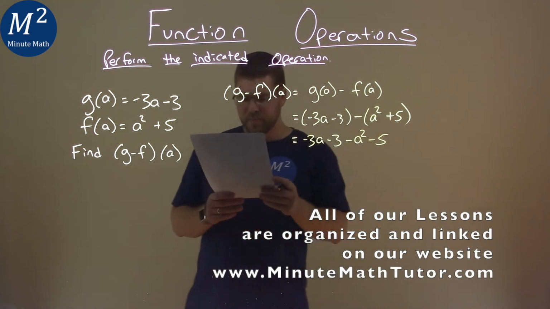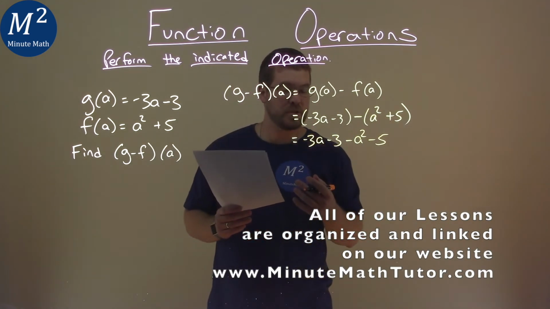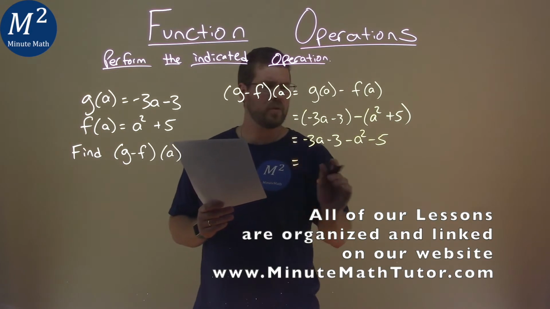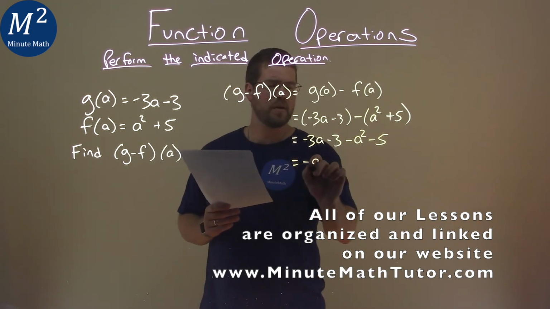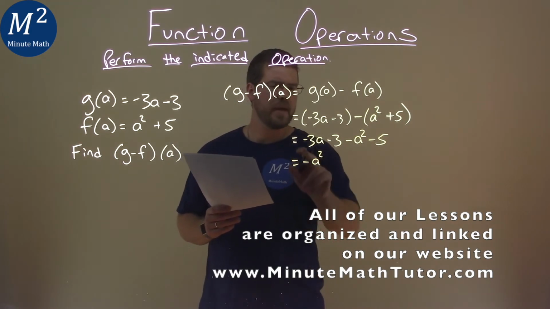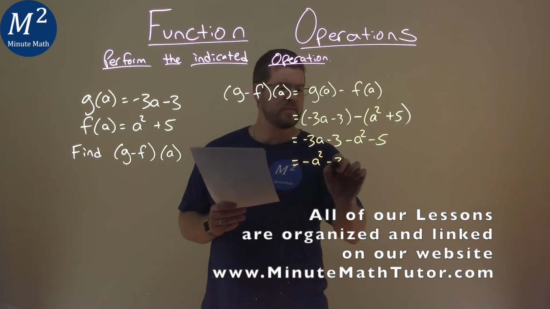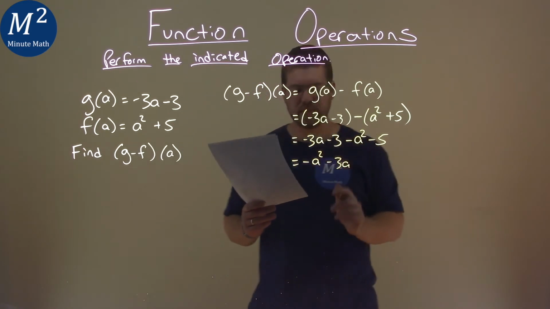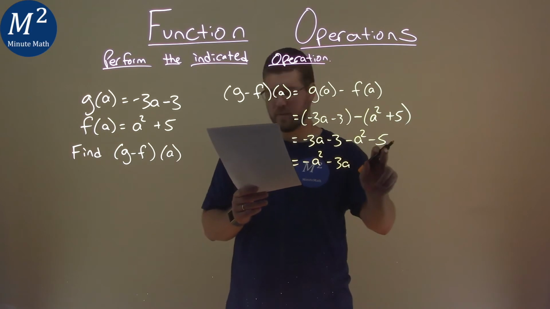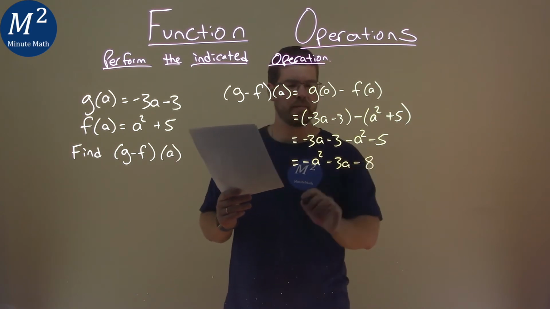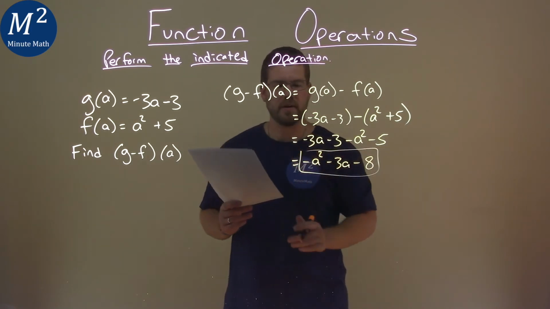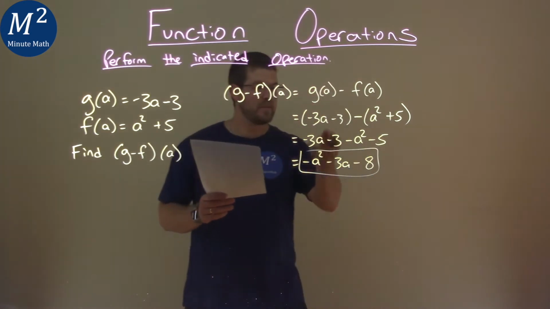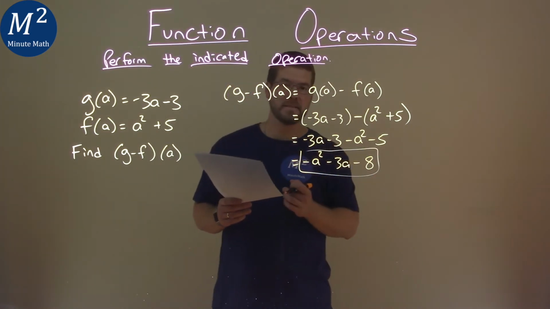So now, we want to combine, well, our like terms. There's not really many. Let's reorder this. Negative a squared can come first. Then, negative 3a comes down. There's nothing else with an a. And now we just have our numbers. Negative 3 minus 5 is a negative 8. And so our final answer here is just negative a squared minus 3a minus 8.